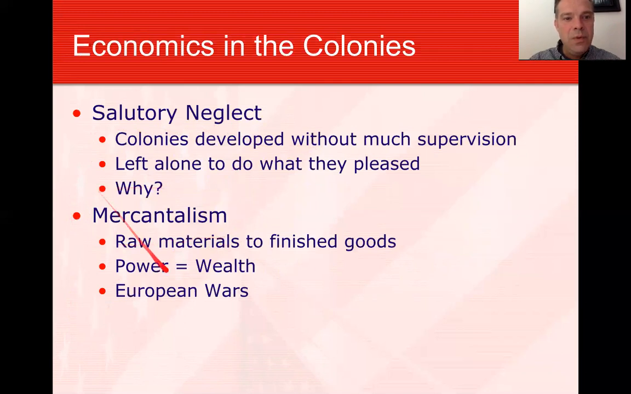power equals wealth. And so the more wealth a country had, like England, the more power they had. And what was happening with the new colonies is that they were sending England raw materials like tobacco and cotton. And England would make them into finished goods and then send them back to be sold in the colonies. So everyone seemed to be making money off this concept of mercantilism. And as long as the colonies were making money for the king and for England, there was this concept of salutary neglect, right? Just let them do what they want. Who really cares? If everyone's making money, we're all very happy.